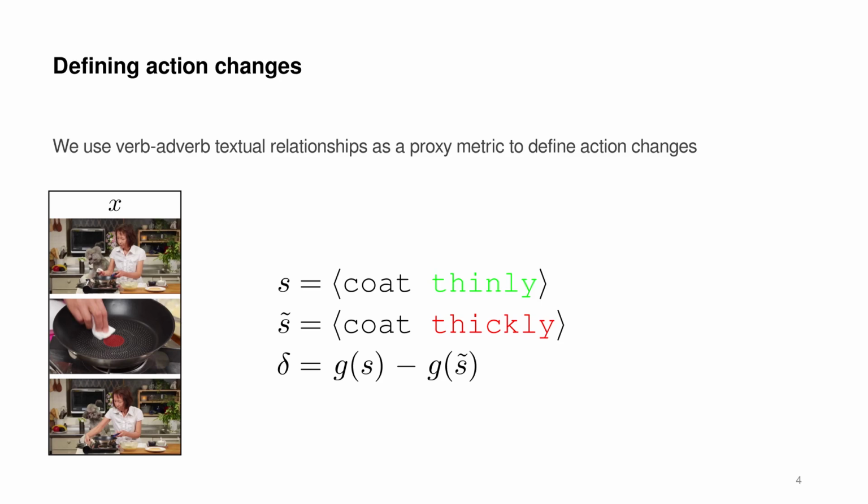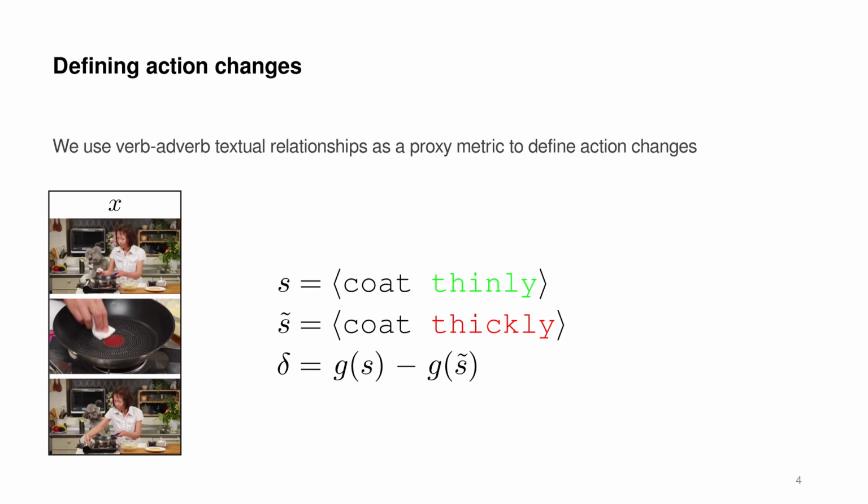The high-level idea is that we first build a minimal sentence S representing the modified action. We similarly build a negative sentence S tilde representing the action modified in the opposite way. Calculating the difference between S and S tilde, we have a proxy measure for the change the adverb applies to the action. We build S concatenating the verb and the adverb, for example, coat thinly, then generate S tilde replacing the adverb with its antonym, for example, coat thickly.